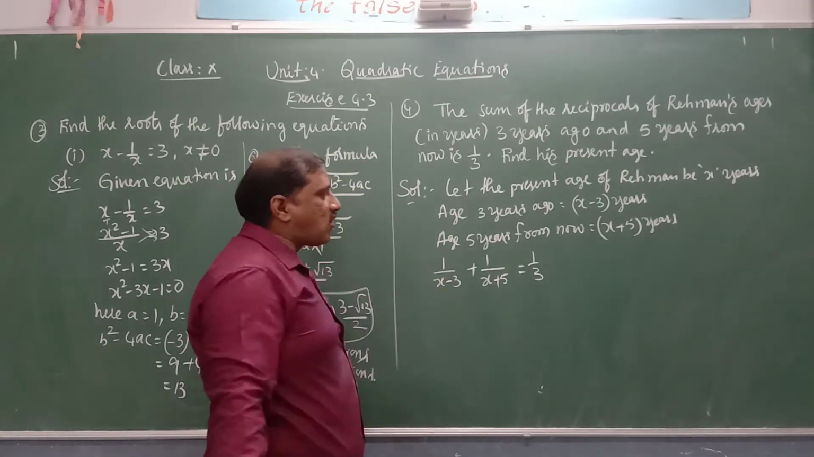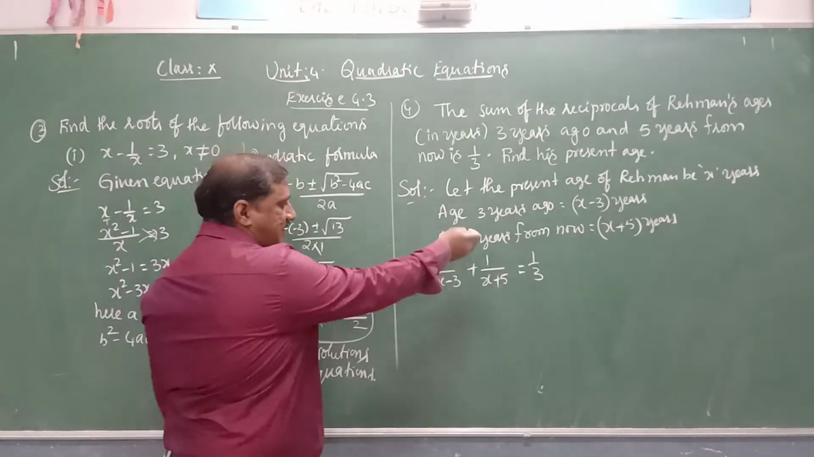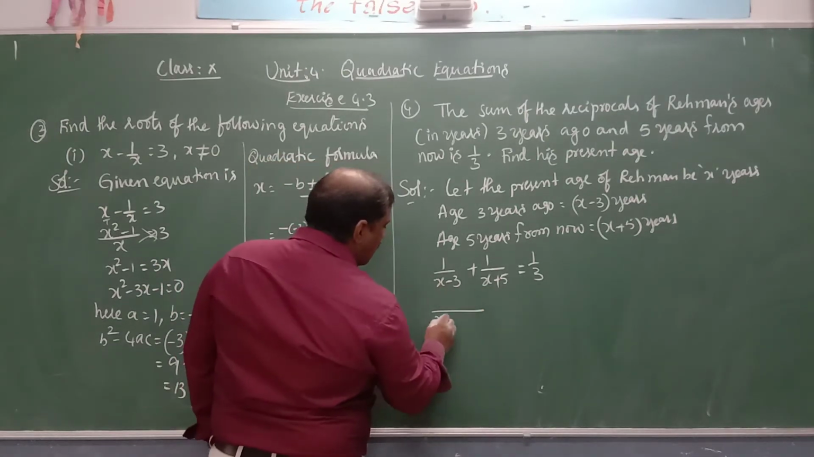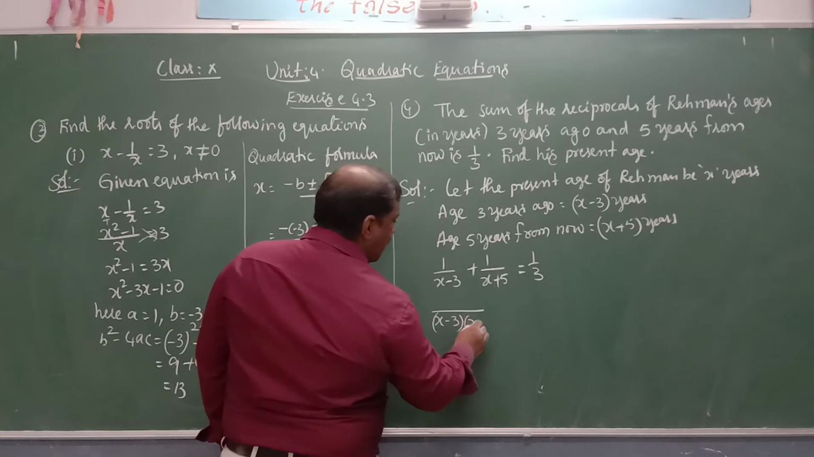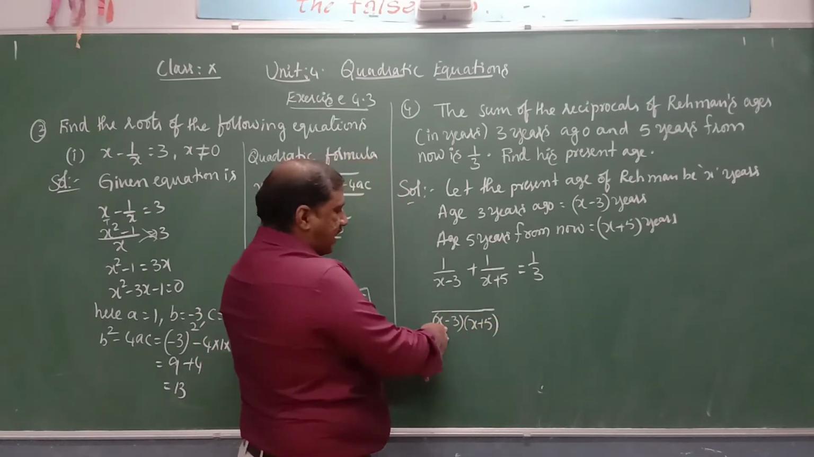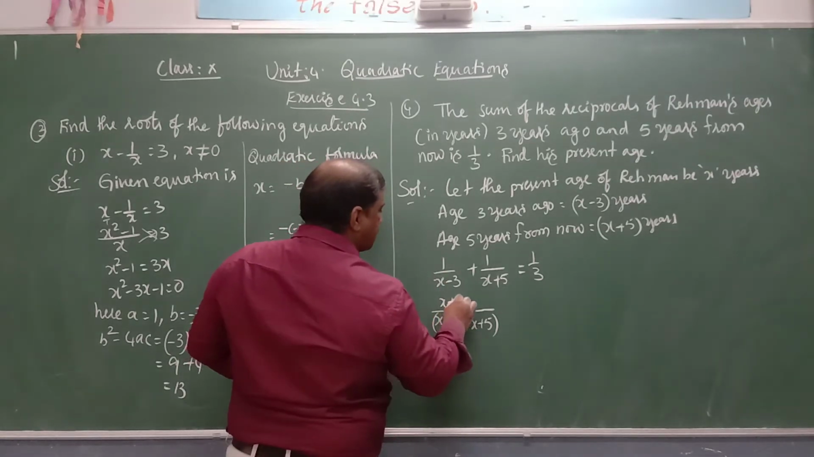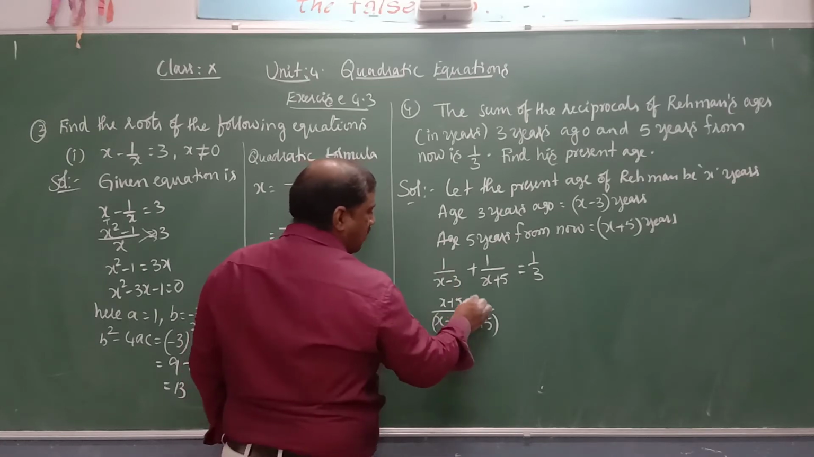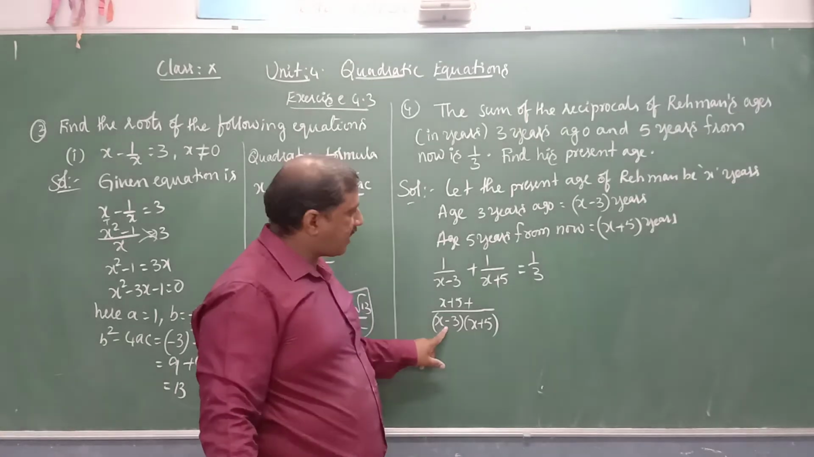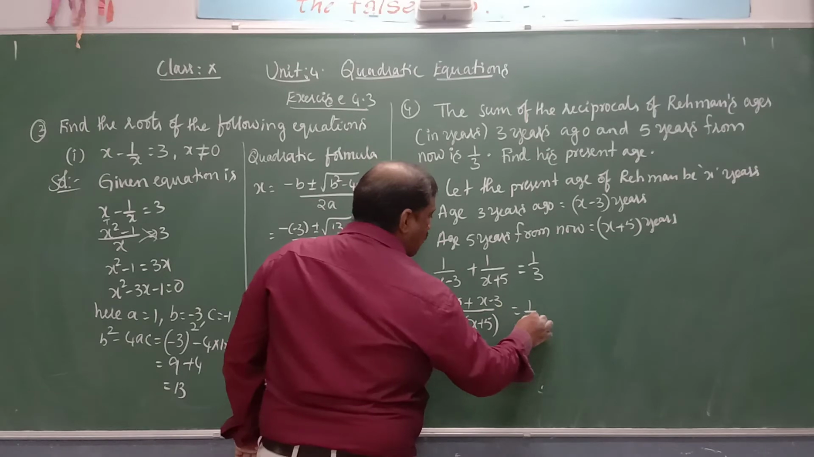Again it is not in the quadratic equation form. We need to change this into quadratic equation form by taking the LCM. The LCM for x minus 3 and x plus 5 is the product of x minus 3 into x plus 5. Now, when we divide this product by x minus 3, both will cancel, and we get the coefficient x plus 5. Therefore it is x plus 5 into 1, that is x plus 5, plus, when we divide by x plus 5, both will cancel, and we get the coefficient x minus 3. X minus 3 into 1 is x minus 3, equals 1 by 3.